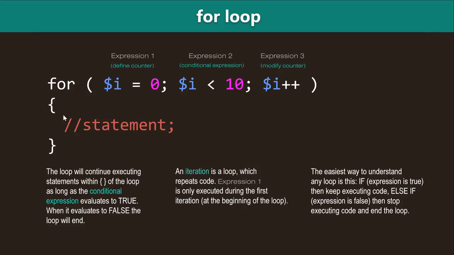And inside the curly brackets we have the actual statements, which is the code that will be executed over and over as the loop runs its iterations. Okay, so that's the for loop.